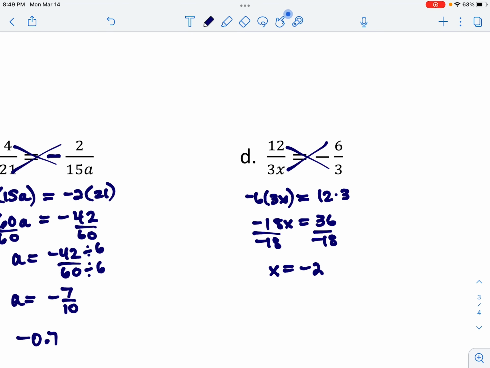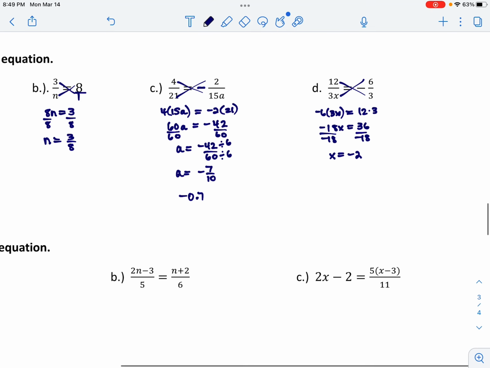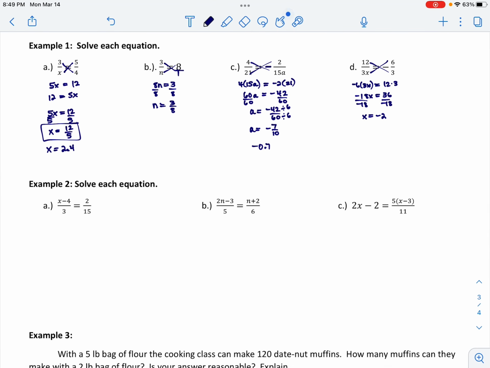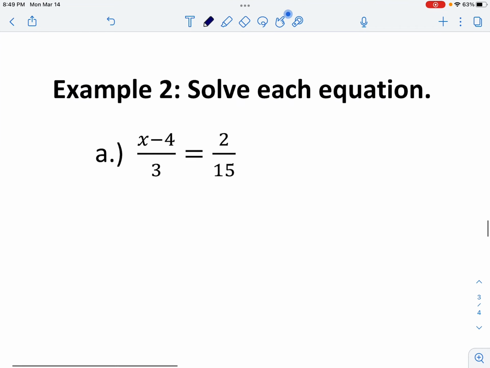All right, so that was the easy part of solving proportions. Now we're going to get a little bit harder as we go through these. We're going to be solving each equation. We have already done these before, so this is really nothing new. We just need to remember the process.